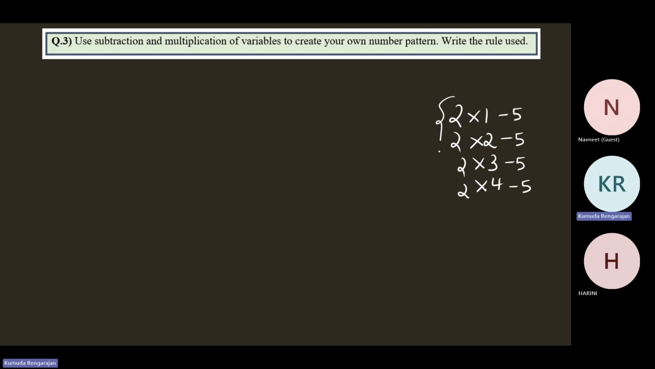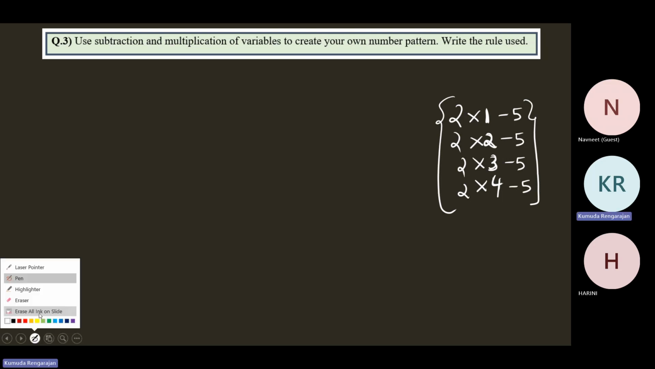See, this 2 is fixed. This 5 is also fixed. Only this one will change: first term, second term, third term, fourth term, only that will change. You can't change everything. Then that will not be a regular pattern.